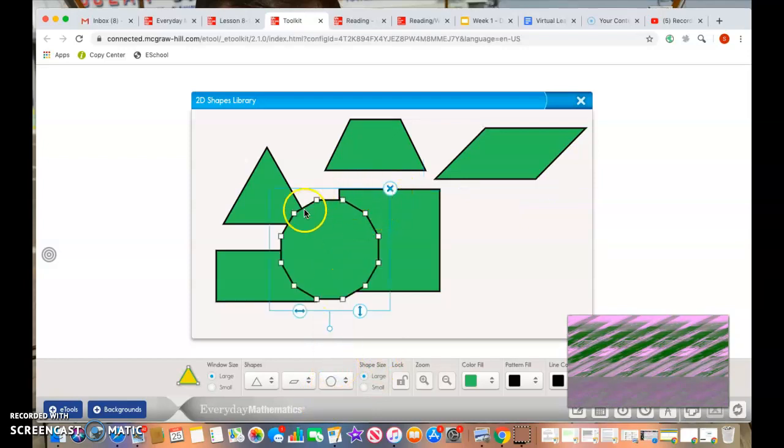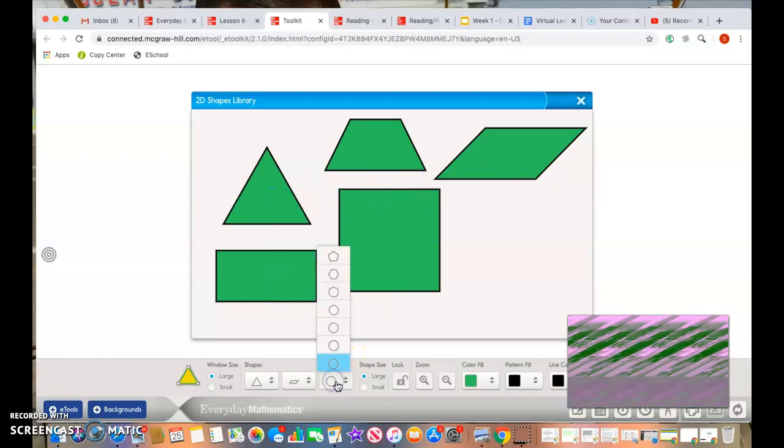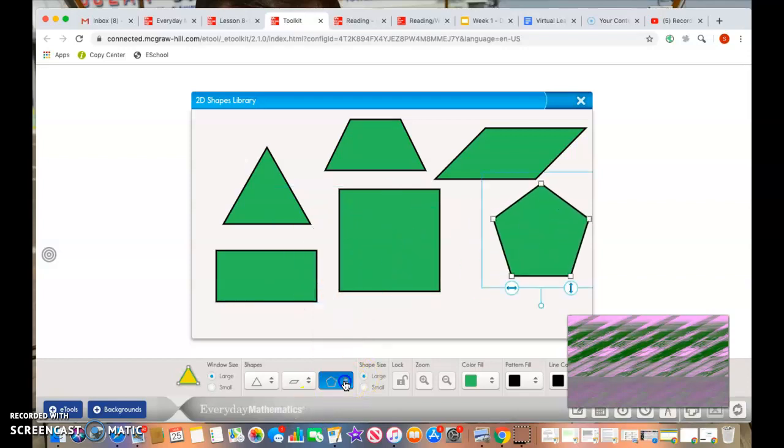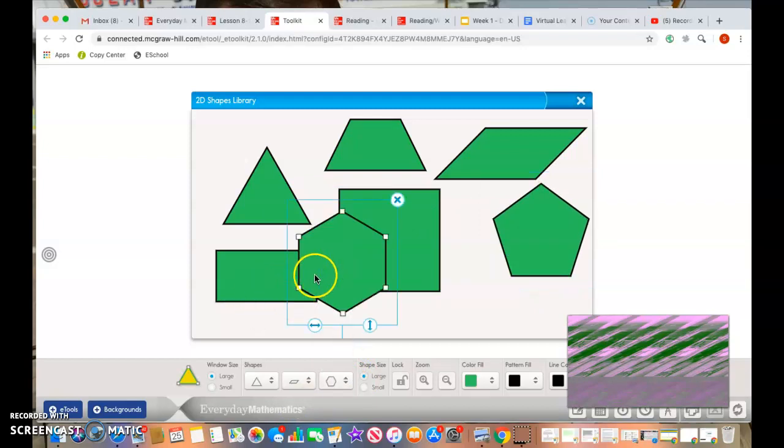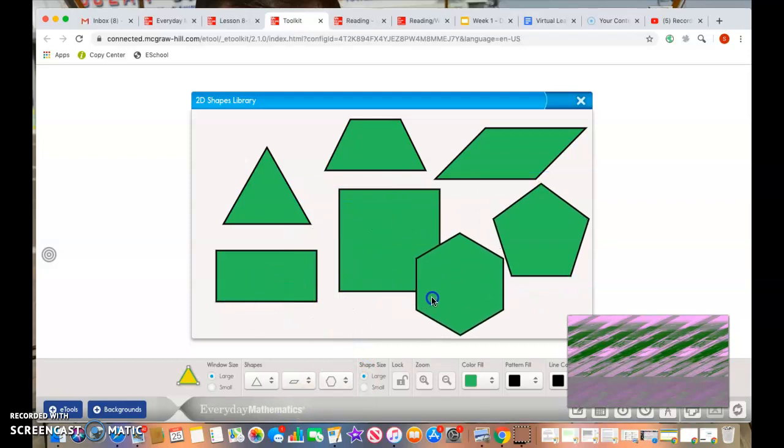Oh, that is not a circle. That's actually a dodecagon, meaning it has 12 sides. You see a circle there? Maybe not. But here I can play with my pentagon, 5 sides. And my hexagon, like that yellow pattern block we have at school.